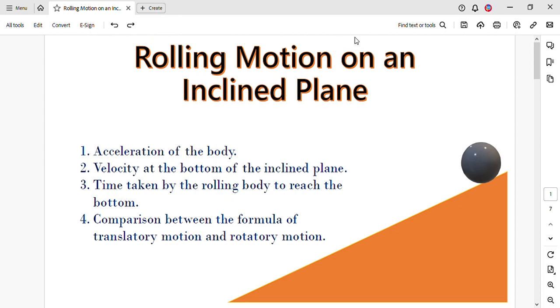In this lesson, we will study rolling motion on an inclined plane. First, we will study the acceleration of a body. Then we will study the velocity at the bottom of the inclined plane. Next, we will study the time taken by a rolling body to reach the bottom. And last, we will study the comparison between the formulas of translatory motion and rotatory motion.